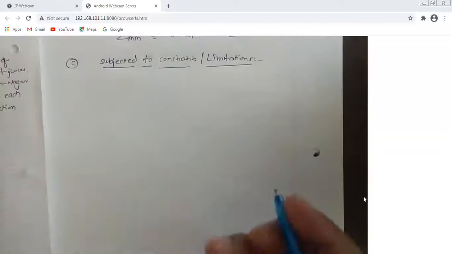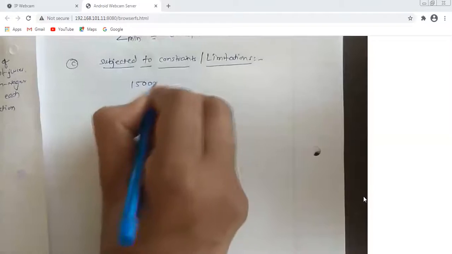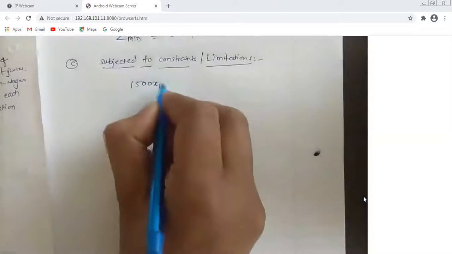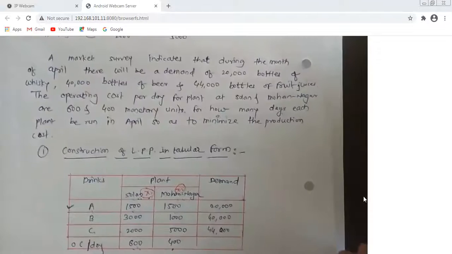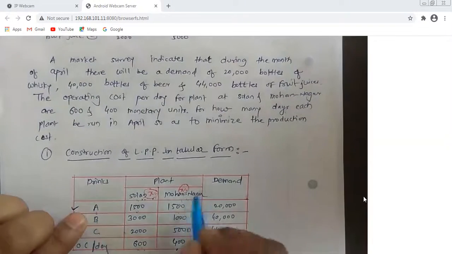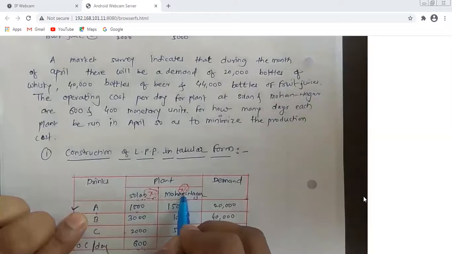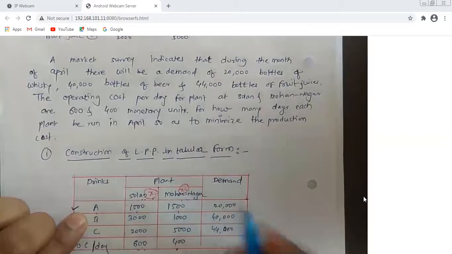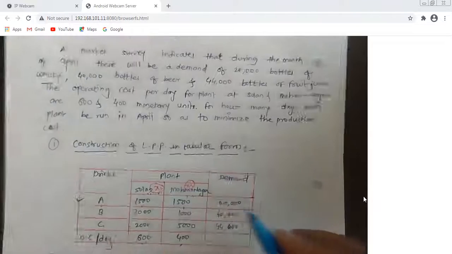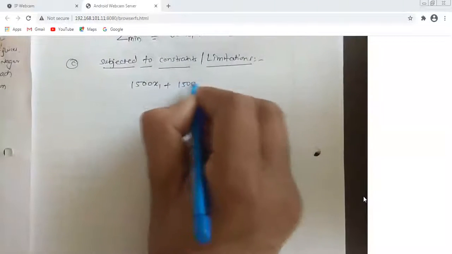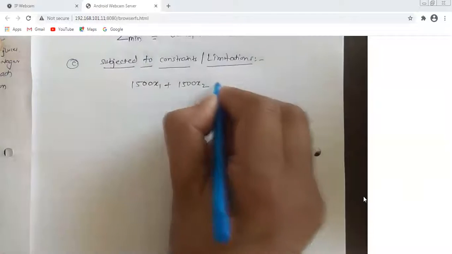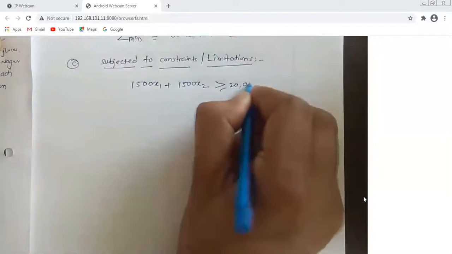So I will write here 1500 into X1 plus, now again see, for the same drink, the Mohan Nagar plant produces 1500 bottles in 1 day, but we have considered the Mohan Nagar plant will run for X2 days. So for those X2 days, how many bottles will the Mohan Nagar plant produce? That is 1500 into X2. So I will write 1500 into X2 greater than or equal to 20,000.